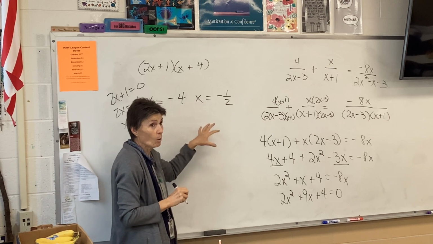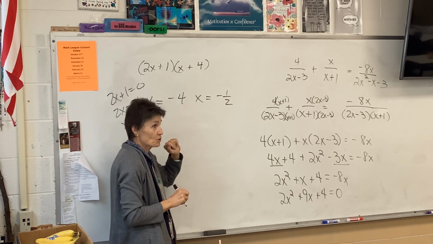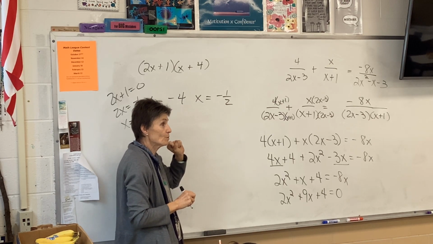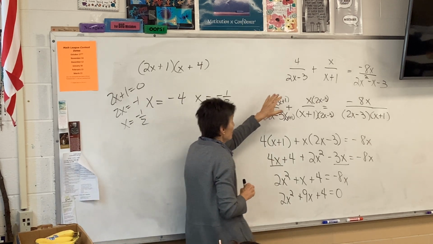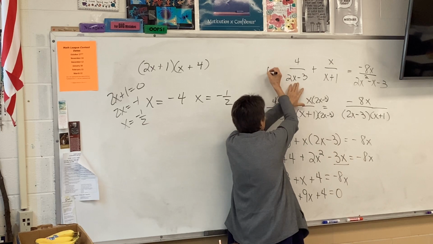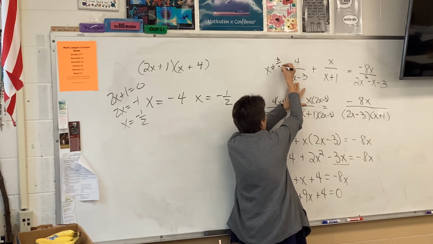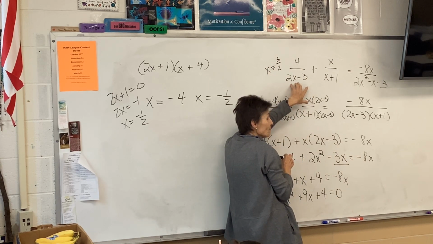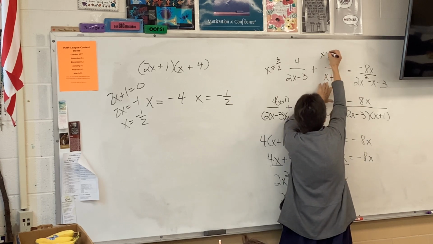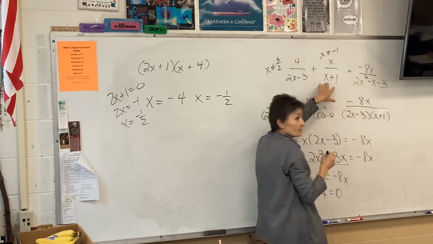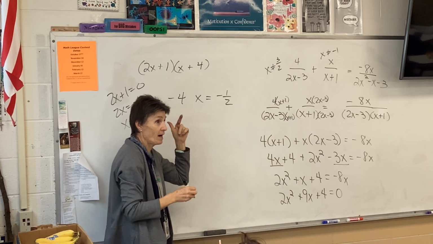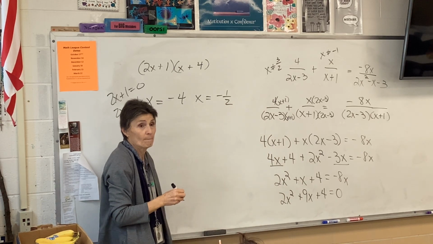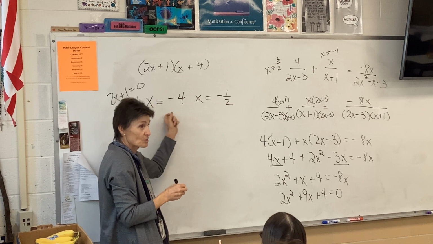These are the ones that you have to worry about extraneous roots. These are not extraneous. The extraneous answers would be 3/2. X can't be 3/2. And x can't be -1. But this is the kind of problem where you have to keep an eye on that when you do it. We don't have it. These are the answers. We're done.